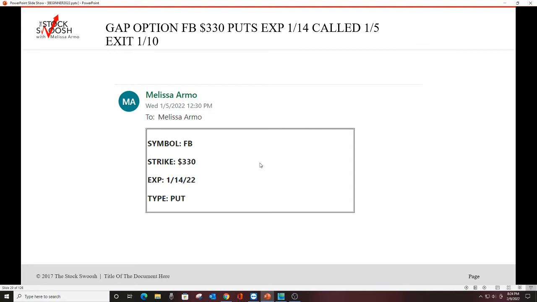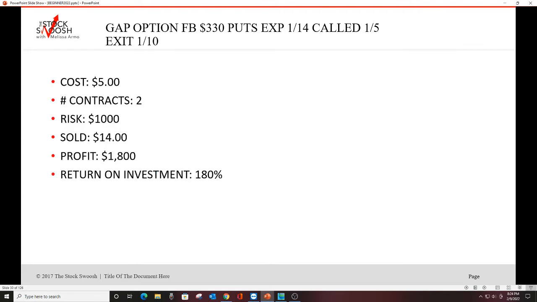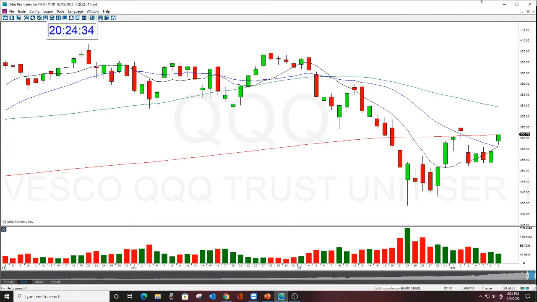Then we did the Facebook puts, called this the same day, 330s. Again, this fell with the market. $5 was the cost. 2 contracts, risk 1,000, sold at 14, profit 1,800, return on investment 180%. Another nice trade. Sometimes I will call multiples if I see we're going to get a market move, which I did here. Now let's pull up Facebook, 1:05.